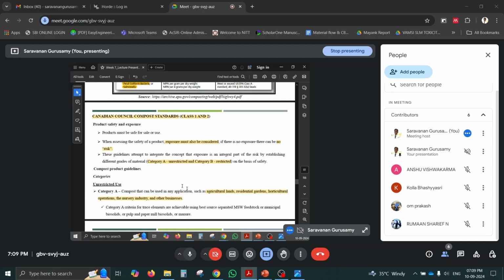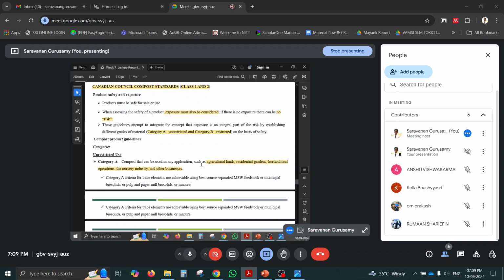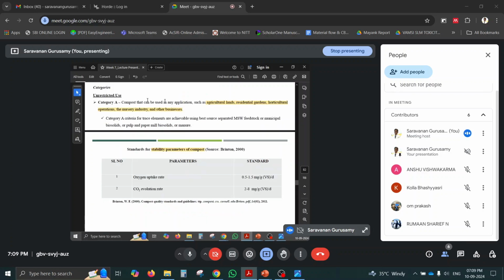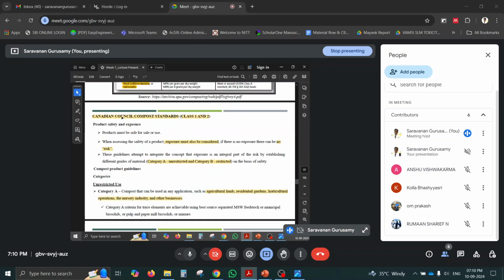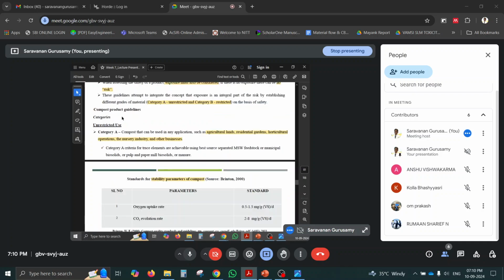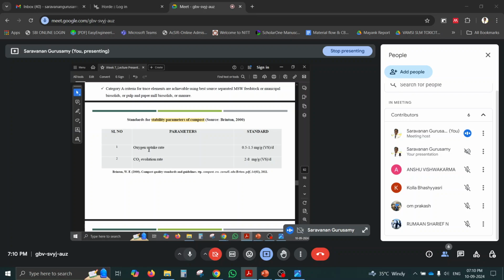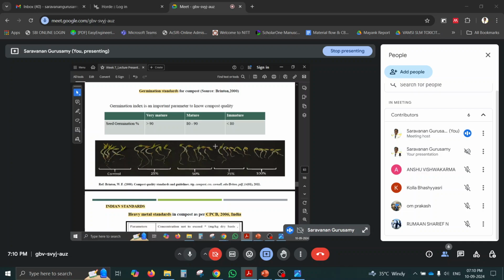Okay. And then the Canadian Council also has separate compost standards. It mentions category A and category B, that is unrestricted and restricted compost. Unrestricted compost can be used in agriculture, residential gardens, and horticultural fields. Restricted compost should not be used for any food production. And then for the stability test, as I mentioned, the CO2 evolution and the oxygen uptake rate should be within the standard. This is what's mentioned in the Brinton paper. You can refer to that. And the germination test should pass greater than 90% if it is a very well matured compost. If it is less than 80, then it is called immature compost.